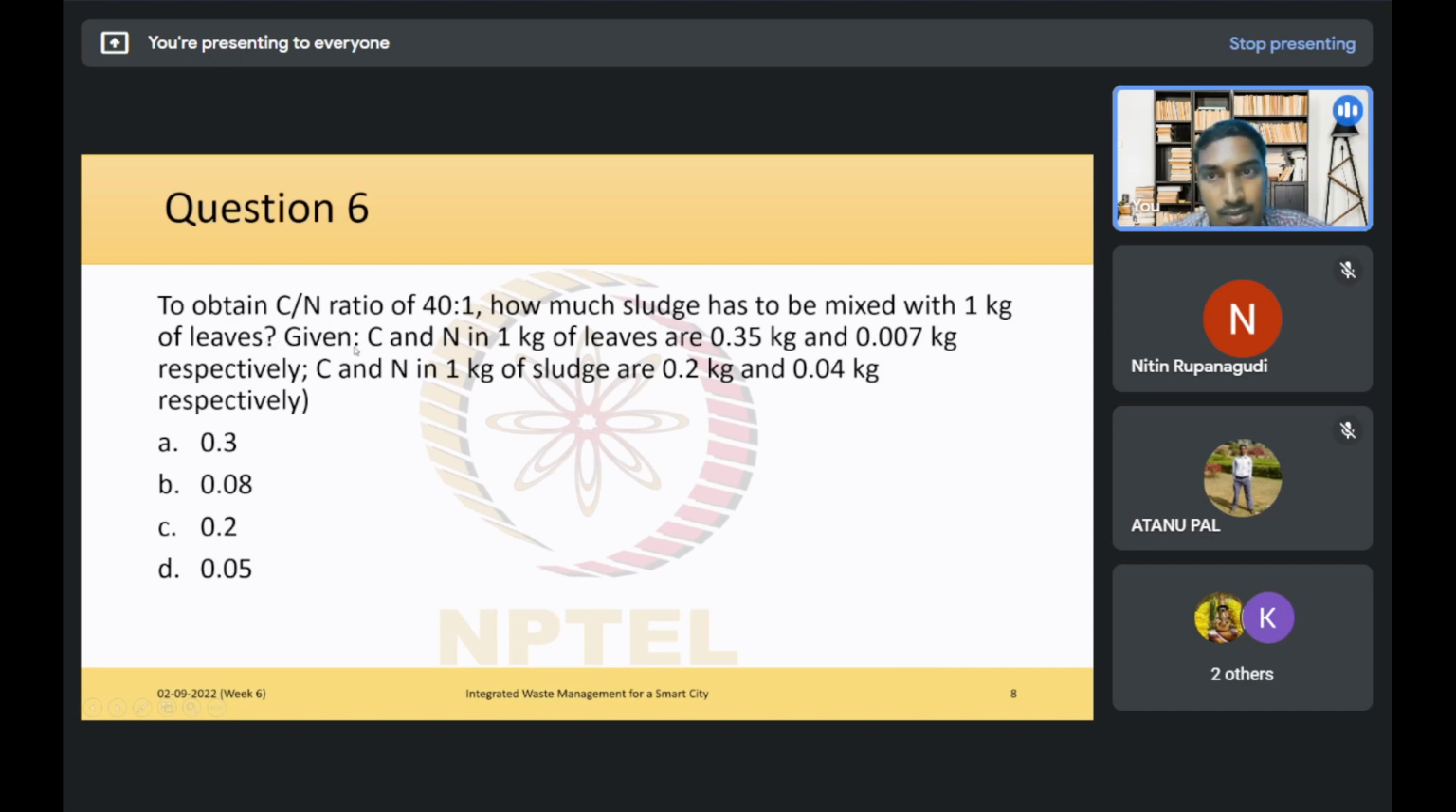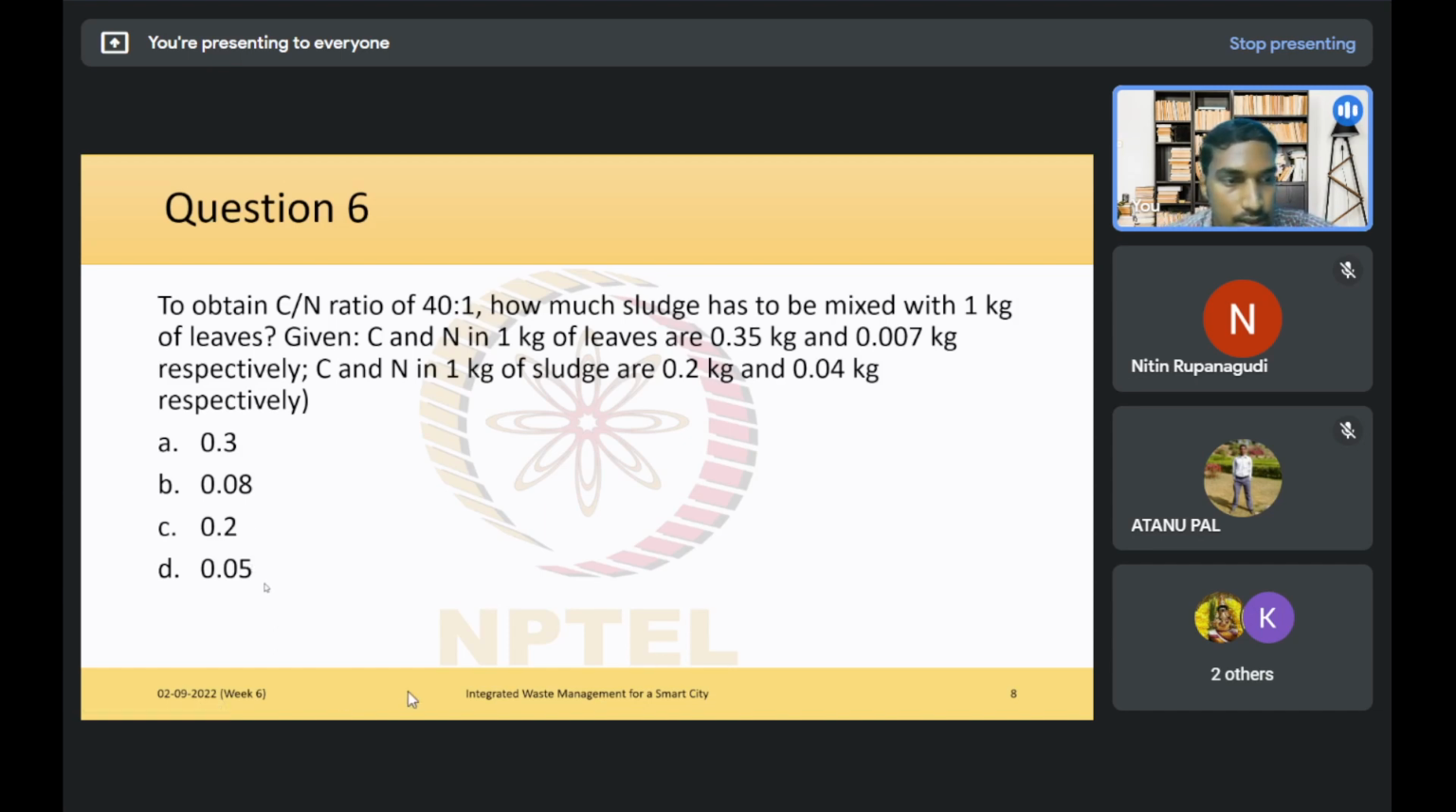So we are given some information. The carbon and nitrogen content in 1 kilogram of leaves are 0.35 kg and 0.007 kg respectively. And the carbon and nitrogen in 1 kilogram of sludge are 0.2 kilograms and 0.04 kilograms respectively. Given these amounts, we need to determine, for 1 kg of leaves, how much sludge has to be added so that the mixture will have a carbon to nitrogen ratio of 40 to 1. The options are 0.3, 0.08, 0.2, and 0.05.